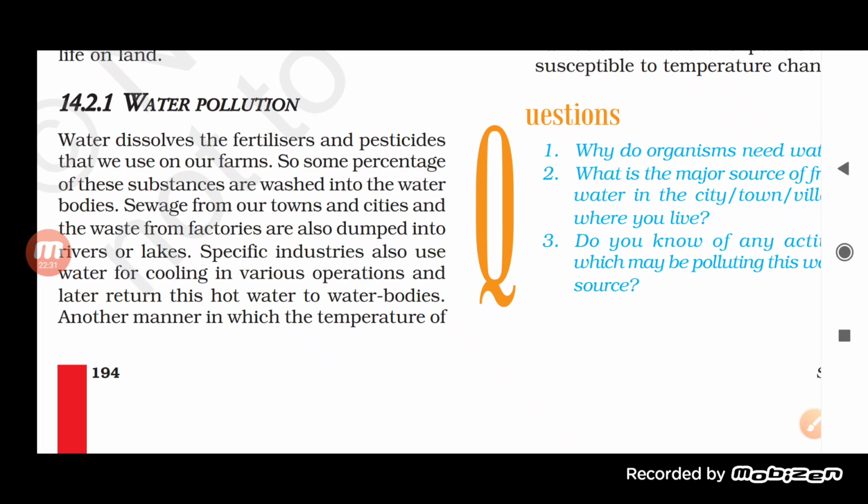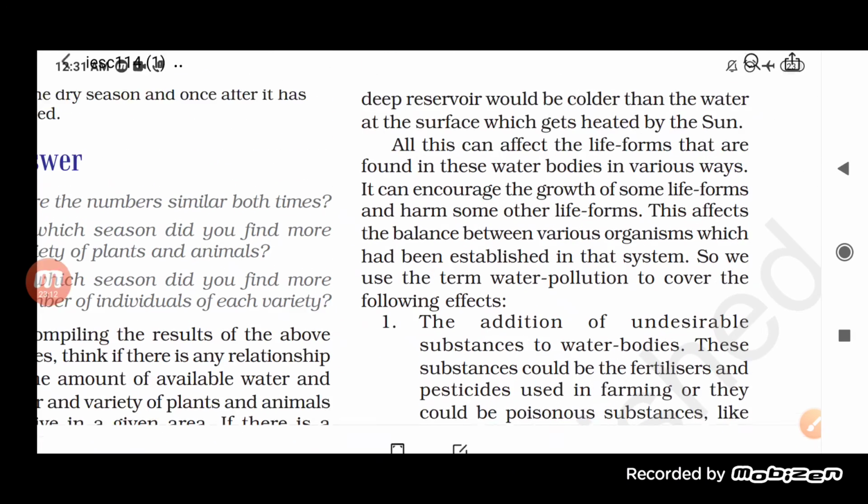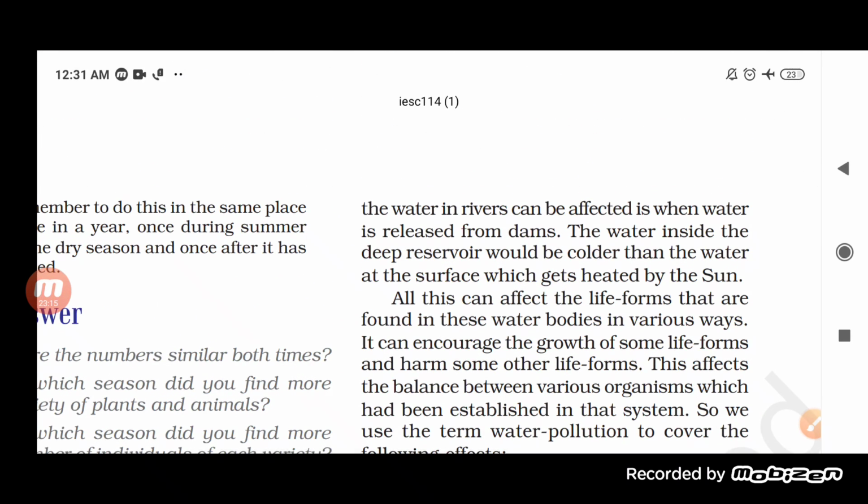So till now we have understood how water pollution occurs. The first one is because of the presence of fertilizers and pesticides. The second one is the sewage. The sewage coming from the towns and cities gets dumped with the waste coming from the factories into the river or the lake. That should not be done in order to prevent water pollution. And the most important, the industries release water used for cooling purposes, which gets hot, and when it is released into the water bodies, it will cause the death of the living organisms present in the water. Water in a river can also be affected when water is released from the dam.